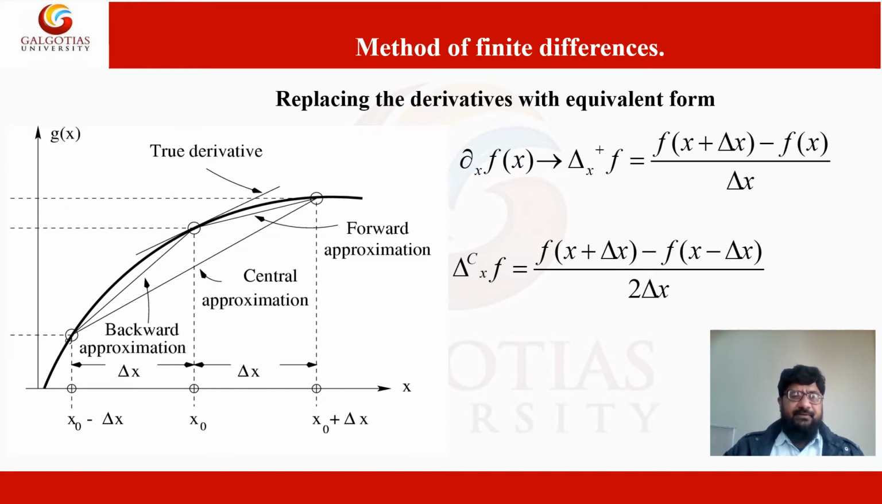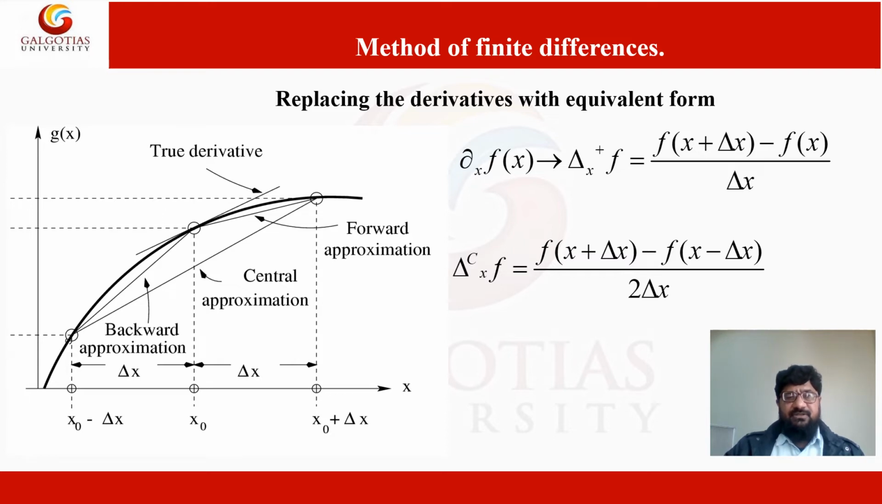In a similar manner, the derivative at this point can be approximated by using this point and this point. So the slope of this line can be calculated and it can be replaced with the true derivative. Once again, if the distance between these 2 points becomes infinitesimally smaller, the approximate derivative del f by del x will converge to the value of the true derivative. So this is the meaning of discretization as far as the finite difference method is concerned.